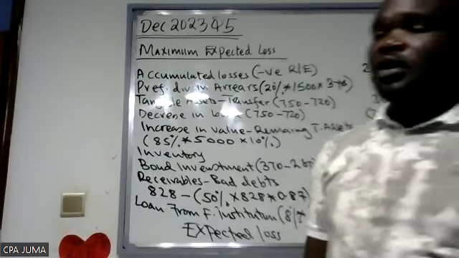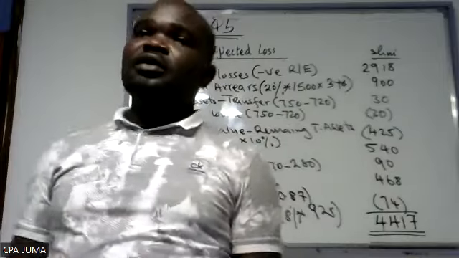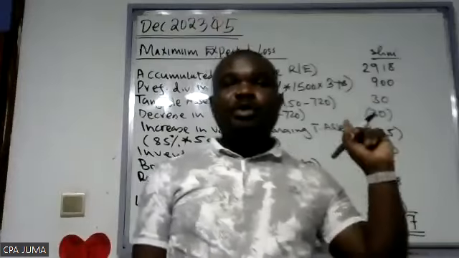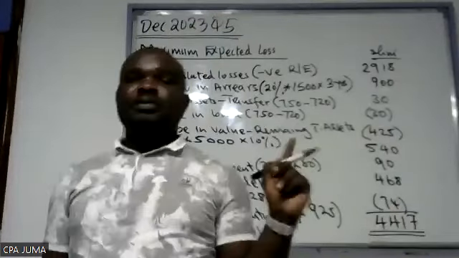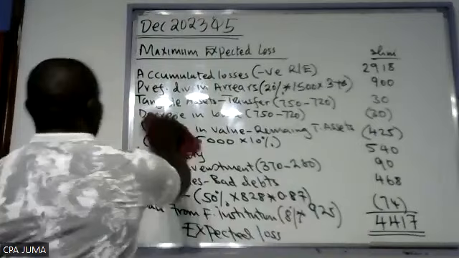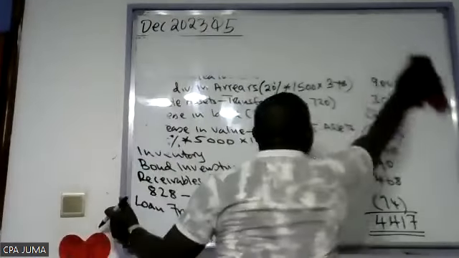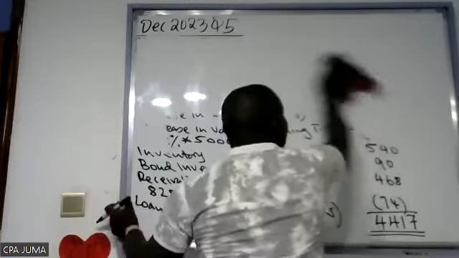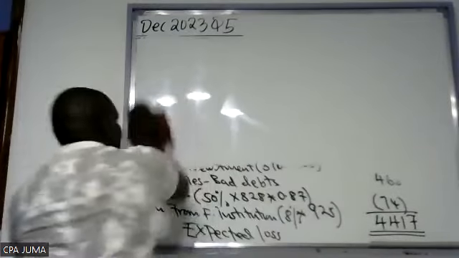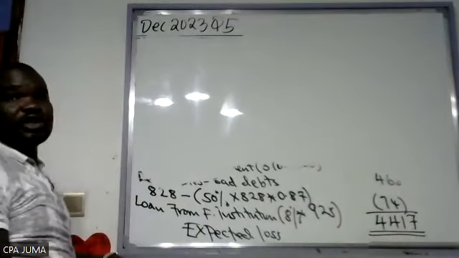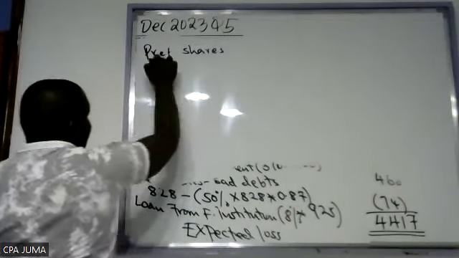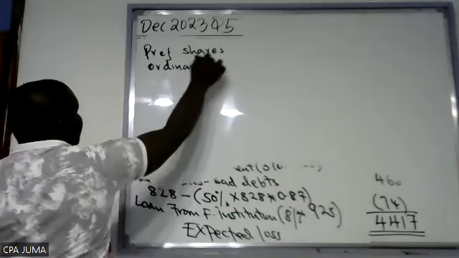Should be distributed to preference and ordinary shareholders in the proportion of their shareholding. So check equity, we check their proportion. So in equity, so down there you say preference shares, ordinary shares.